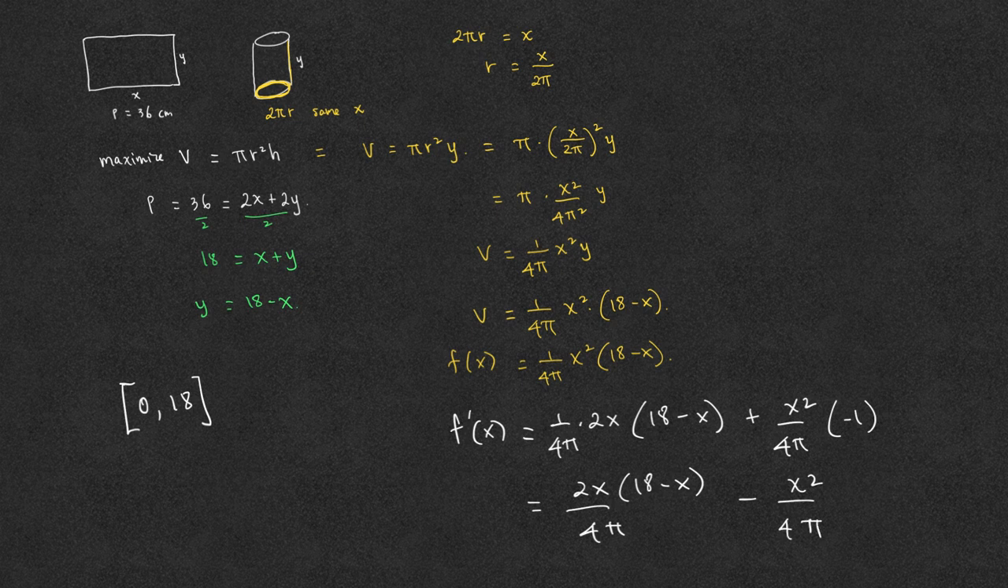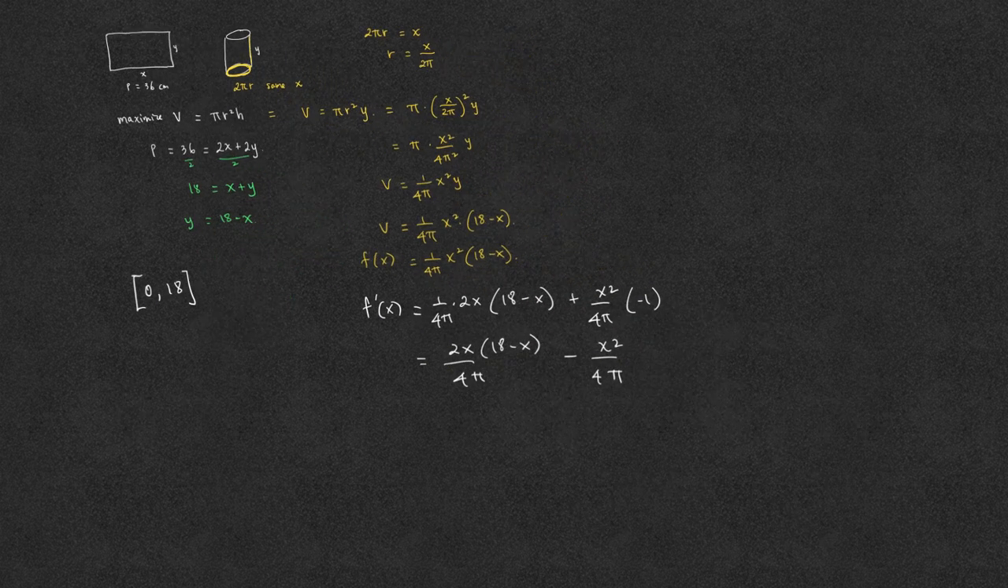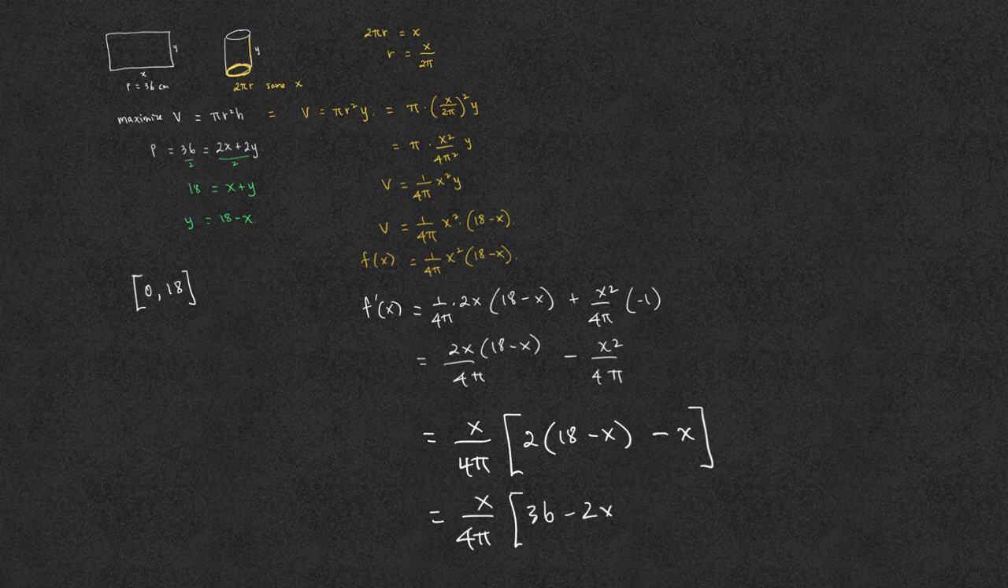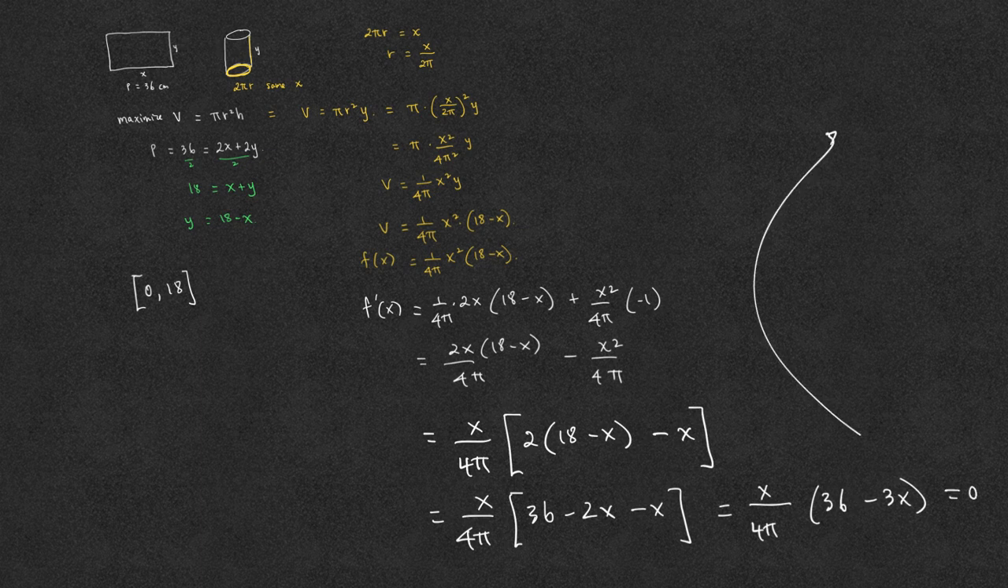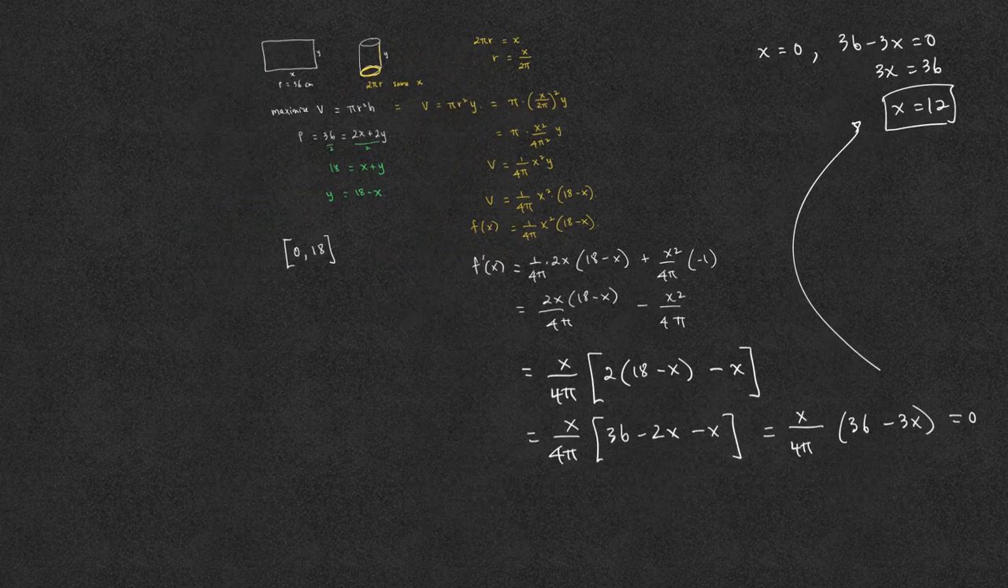We then set it equal to 0, but to do that, we factor out x over 4 pi only. The first term ends up with 2 times 18 minus x, and the second term ends up with x only. This is x over 4 pi times 36 minus 2x minus x, which is x over 4 pi times 36 minus 3x, and we set it equal to 0. This derivative is 0 when x is 0, or when 36 minus 3x equals 0, or 3x equals 36, or x equals 12. x equals 0 is an endpoint, x equals 12 is the critical number, and x equals 18 is another endpoint.